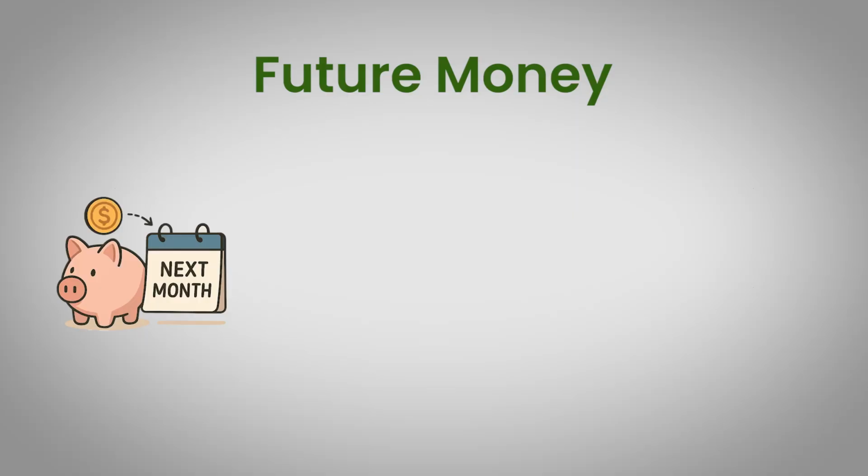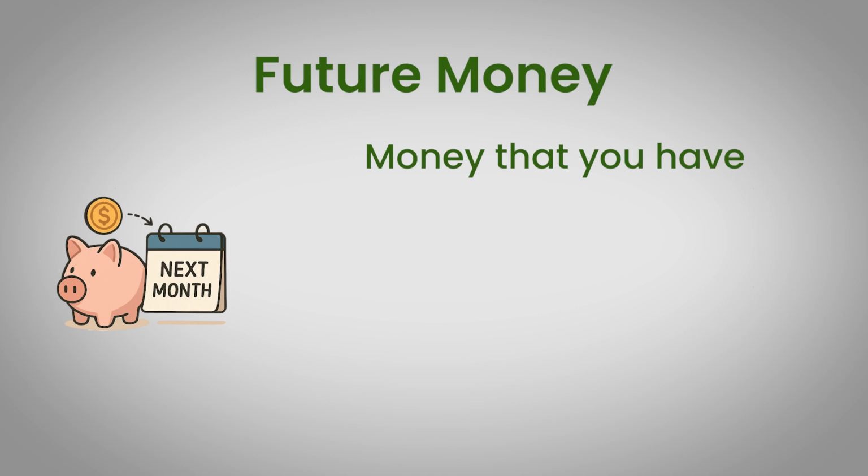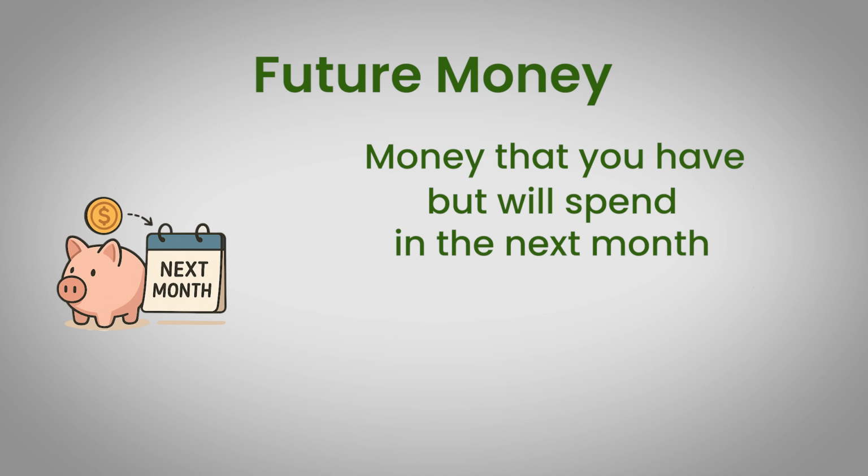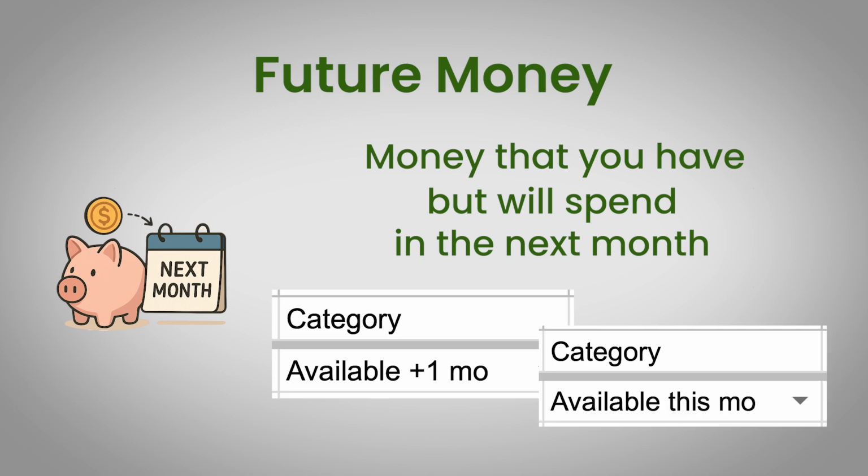Next goes future money. This is money that you already have, but you are not going to spend this month. Rather, you will spend that money in the next month or maybe the month after. So this is where the availability periods, or that plus 1 month, kicks in. It's kind of giving a head start for your budget, where you live on the income that you got a month before.